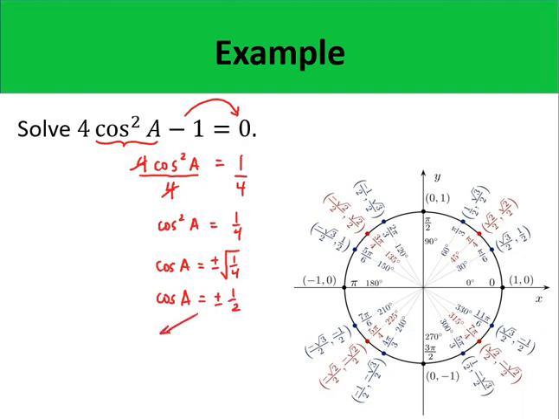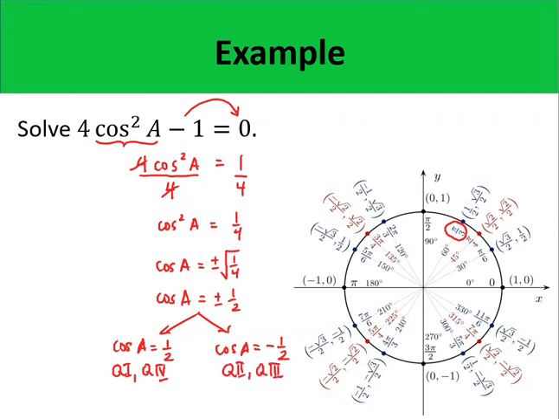So this equation will result into two cases. The first one is when cosine A is equal to positive 1/2, and the second one is when cosine A is equal to negative 1/2. Now, cosine is 1/2 whenever we use the angle pi over 3. So cosine A equals 1/2, this is positive. So therefore, in this case, the angle A must be in quadrant 1 and quadrant 4. While in the other case, cosine A equals negative 1/2, the angle A must be in quadrant 2 and quadrant 3.